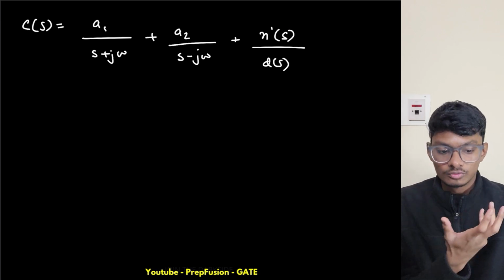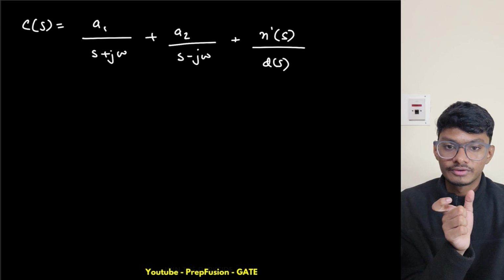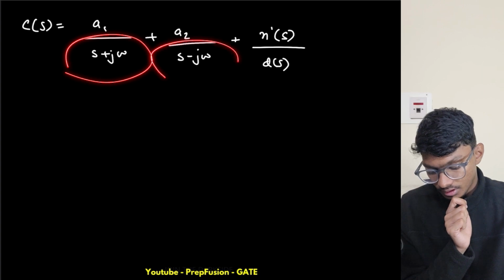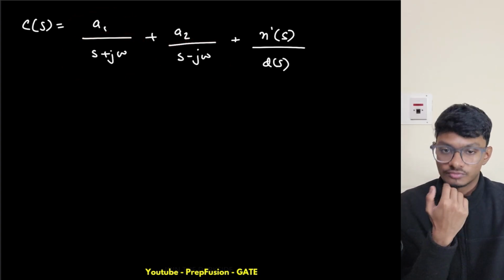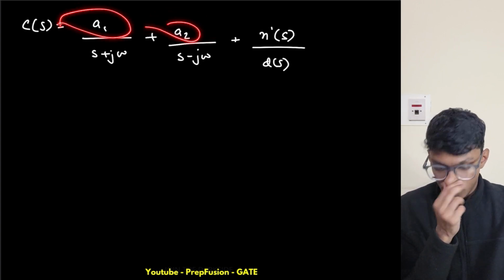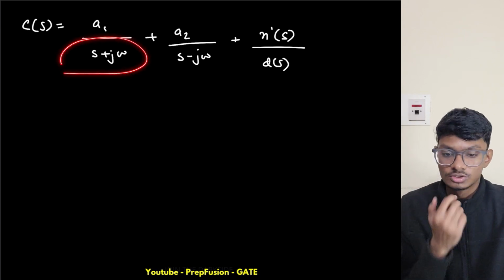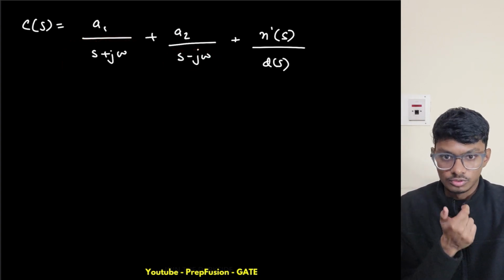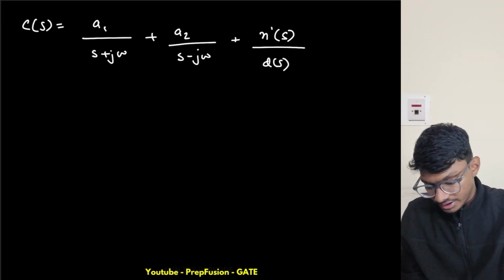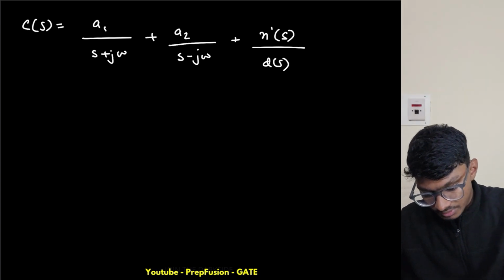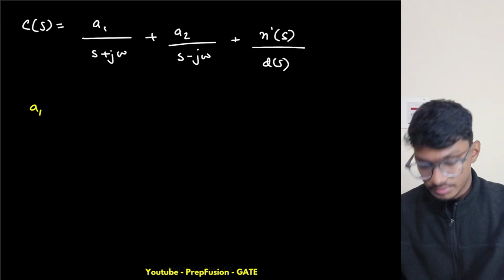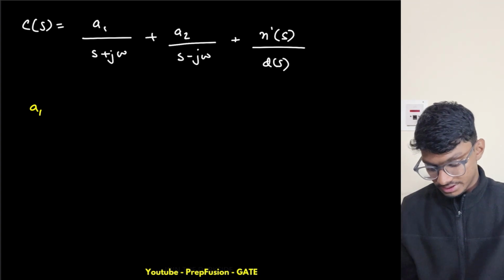So now, to find the frequency response, you have to put s equals to j omega. So here, not to find the frequency response, but to find the coefficients, to find the numerators basically, this a1, a2, all these things, we have to put the poles here and find the residue basically. So we'll apply the partial fraction. So to find a1, what we have to do? What is my a1 equals to? Let me just check one thing.